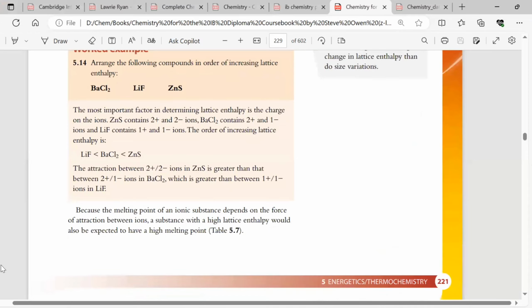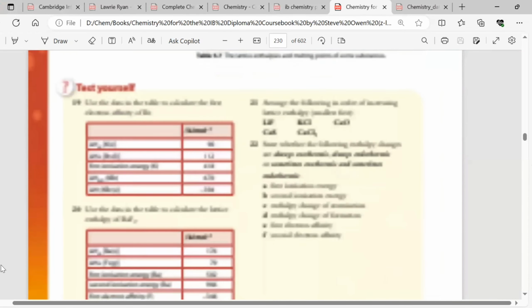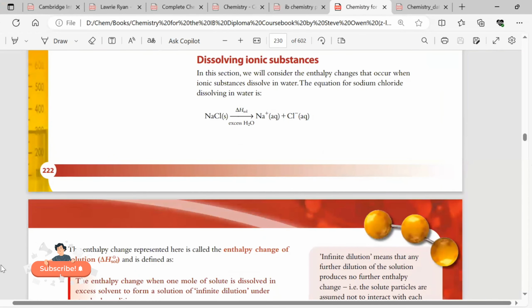Now come to the part called solution enthalpy, right? What do you mean by solution enthalpy? I'm telling you guys that you have to just memorize the equations and the definitions. This is very important. What do you mean by solution enthalpy?